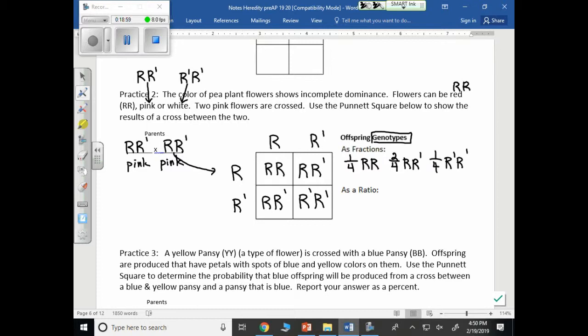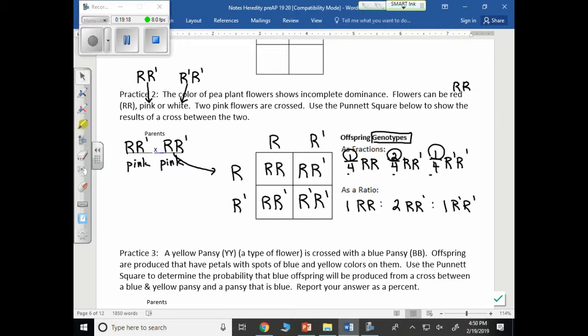Now that we have them as fractions, we're going to write a ratio. Again, just check that the denominators are all the same, and they are. And then you're just going to take your top numbers. So we're going to say 1 RR to 2 R R prime to 1 R prime R prime.